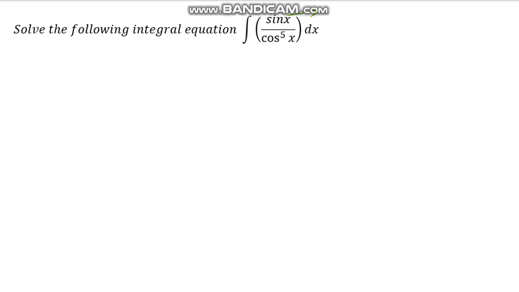So you cannot use the formula that says f prime of x divided by f of x. You cannot use this formula, and the reason why I'm saying that is because the top part can be the f prime of the bottom one, but the problem is this one has got an exponent.